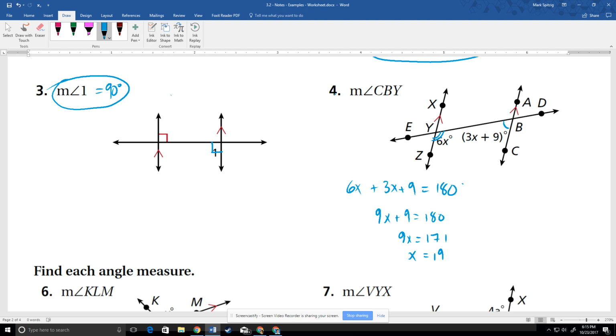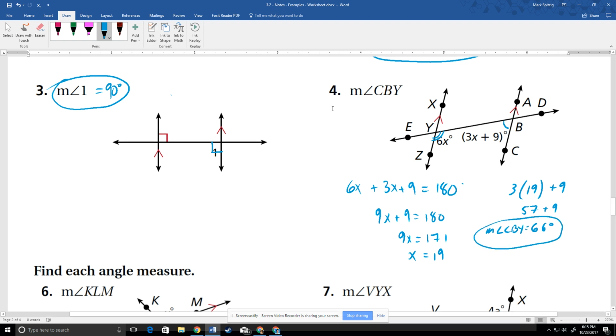And again, we're looking for CBY, which is this angle right here. So now either we could find this one and then subtract from 180 or directly find this one. So we'll go with that. So 3 times 19 plus 9 is 57 plus 9. I hope these are right. I'm doing these off the top of my head, but I think we're good. So we have 66, lost my train of thought. So the measure of angle CBY is 66 degrees.